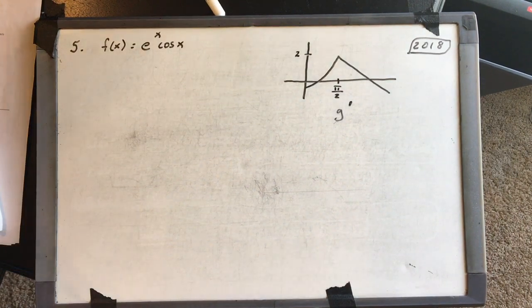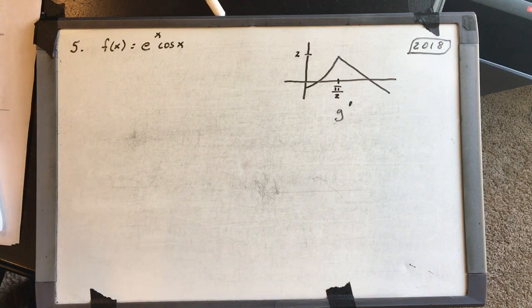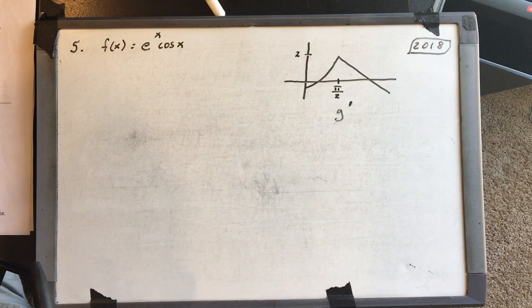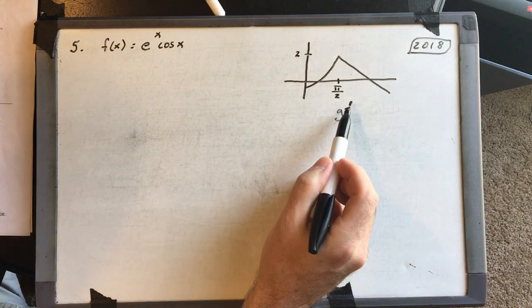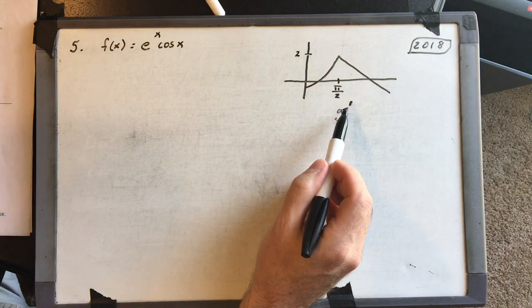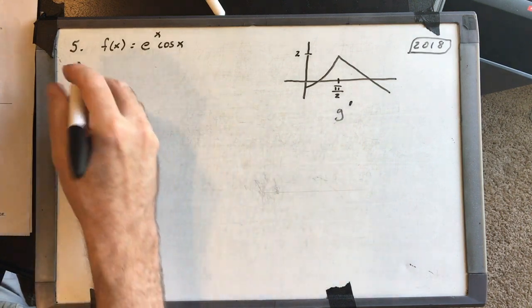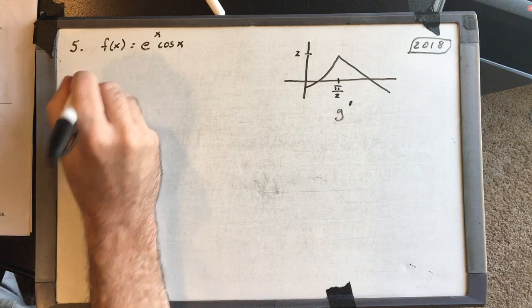Right, this is AP Calculus 2018, the actual free response questions from the test. And we are starting on number 5 of this video. And you do have a little graph of a derivative g prime, but I don't think we're going to use that until we get to part D. So let's start with part A.